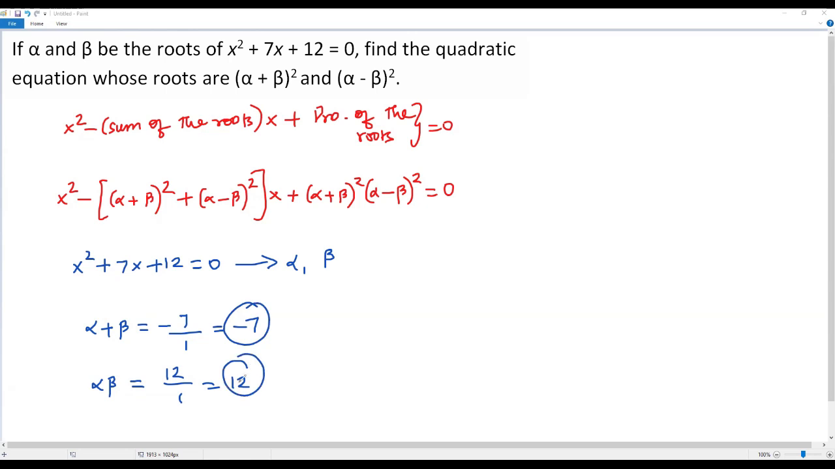Using these two values, we have to find the values of (alpha + beta)² and (alpha - beta)². For the first one, we don't have any trouble because we know that alpha + beta is equal to negative 7. We can plug in negative 7 for alpha + beta, then we get (-7)², so (alpha + beta)² equals 49.